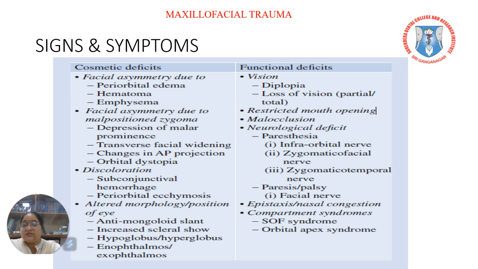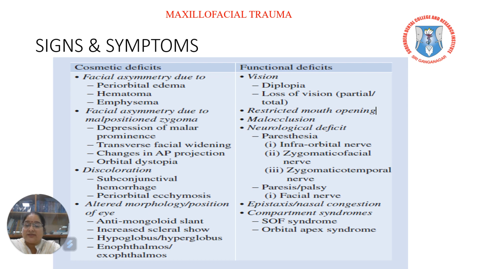Then transverse facial widening can be there. Then changes in the anterior-posterior projection can be there. And we can have orbital dystopia. Discoloration is basically because of subconjunctival hemorrhage or periorbital ecchymosis or edema. There can be altered morphology or position of the eye.